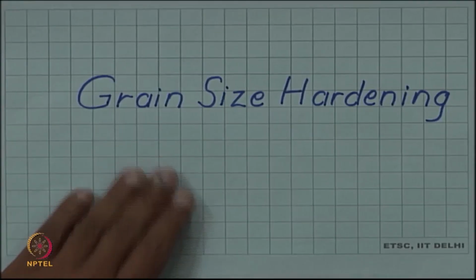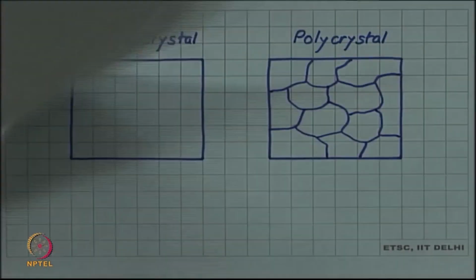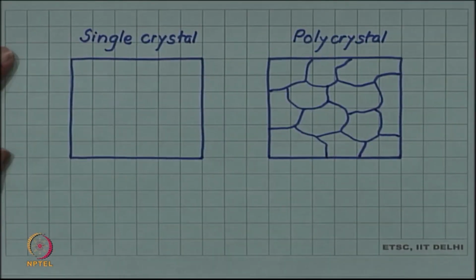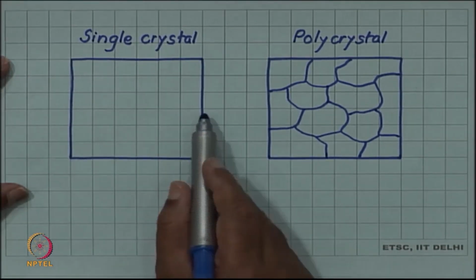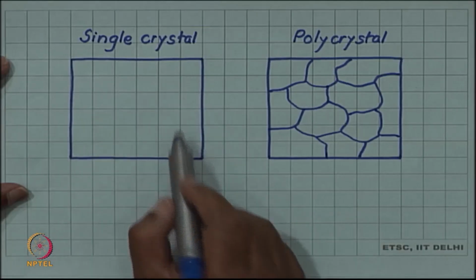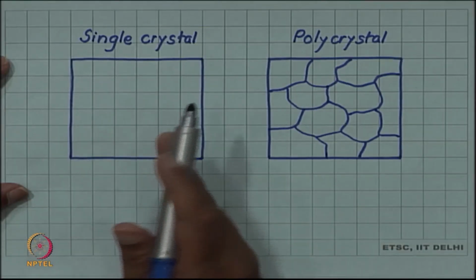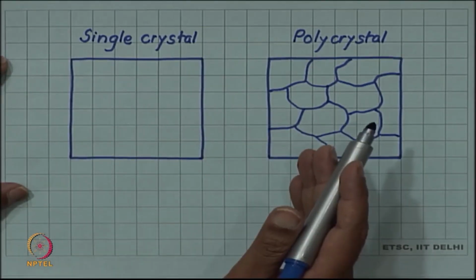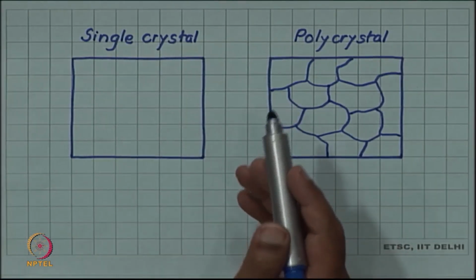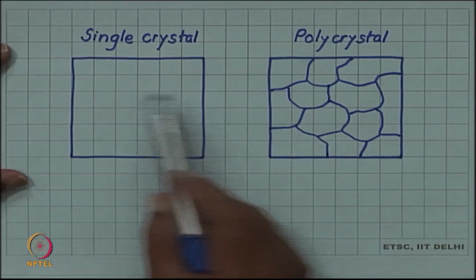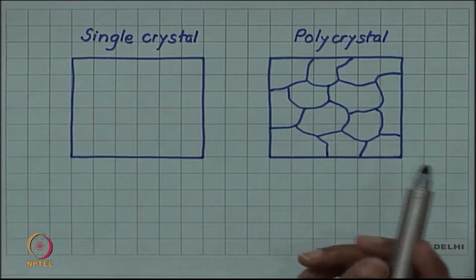Another example of a strengthening mechanism, let us now talk about grain size hardening. Let us recall what we mean by grain size. If we have a single crystal, then all the unit cells in the entire sample are oriented in the same way. So, we have only one real crystal.